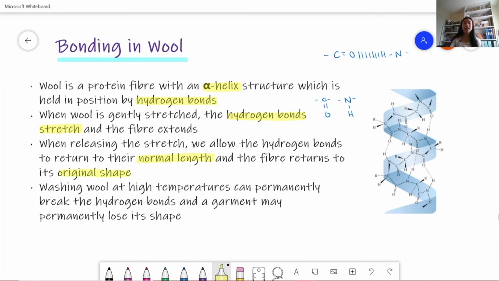However, because hydrogen bonds aren't proper bonds, they're not very strong, and so they can't withstand a very high temperature. And so when we wash wool at high temperatures, we can permanently break these hydrogen bonds, and so the garment may permanently lose its shape forever. So the hydrogen bonds break, and so the garment will lose its shape. And this is because hydrogen bonds don't take very much energy to overcome. And so when we stretch them very gently, then they will stretch. But when we wash them at really high temperatures, then they will break.